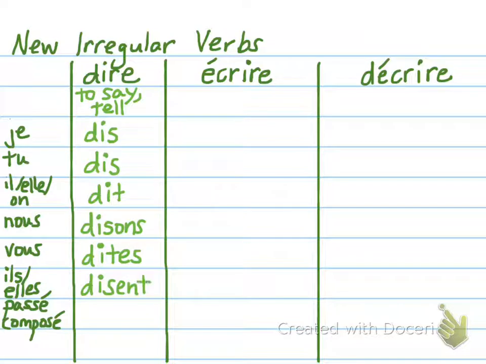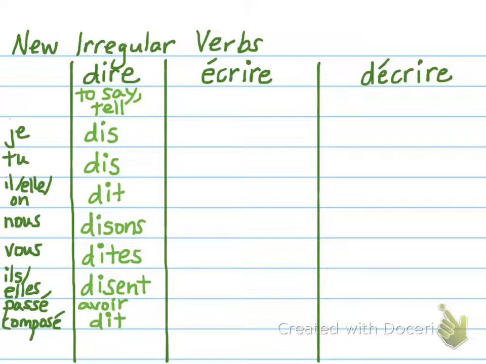For the passé composé, it uses the verb avoir, and the past participle is dit. S'il vous plaît, répétez dire. Je dis, tu dis, on dit, nous disons, vous dites, ils disent, j'ai dit.